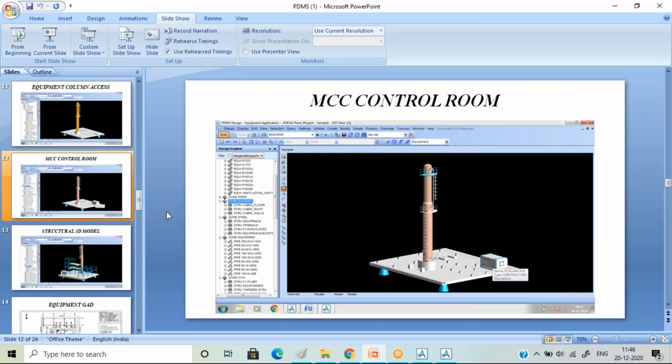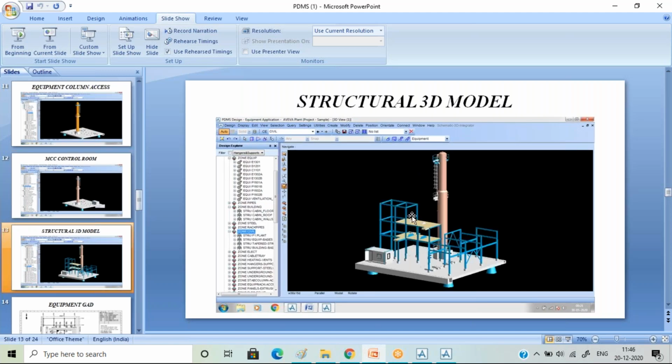Okay, and this is your MCC control room. How you'll model this MCC control room, with the windows and everything, is very important. So this is the structural model that I was talking about. This is your complete level layout. This is the pipe rack. These are the levels, and I'll be modeling the grids for this level. Grid modeling is one of the basic parts of PDMS. Once you're through with grid modeling, you can easily understand how you're supposed to model the complete structure.